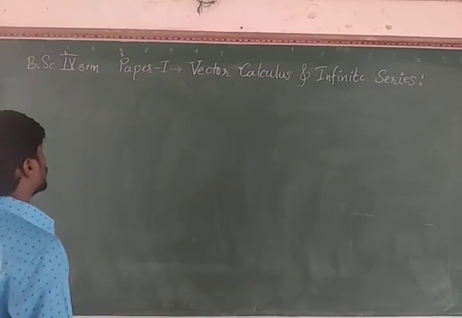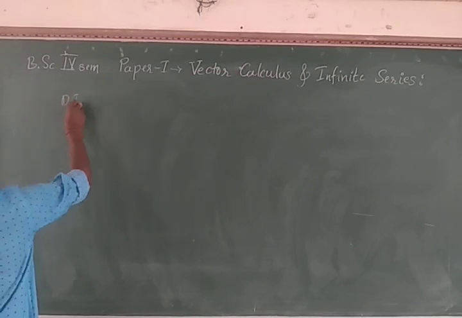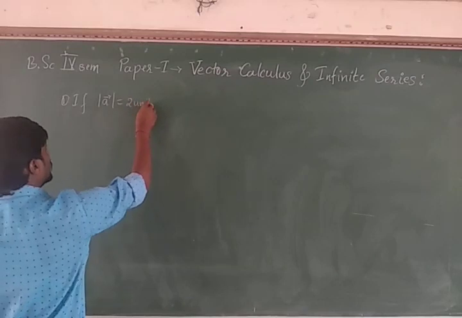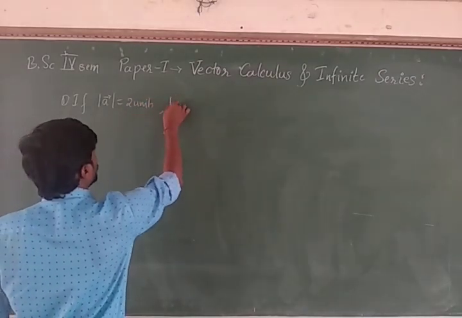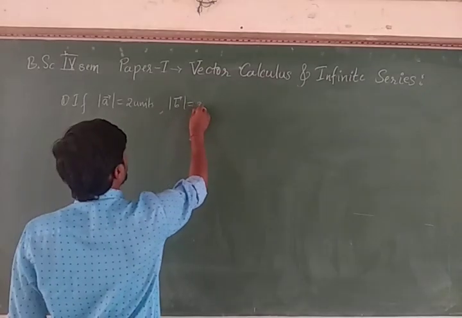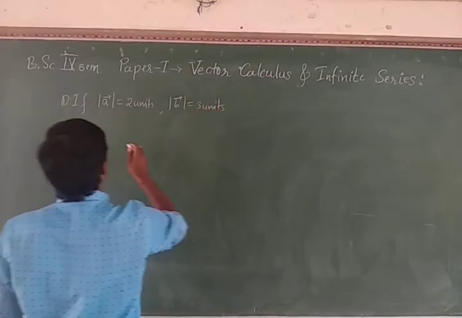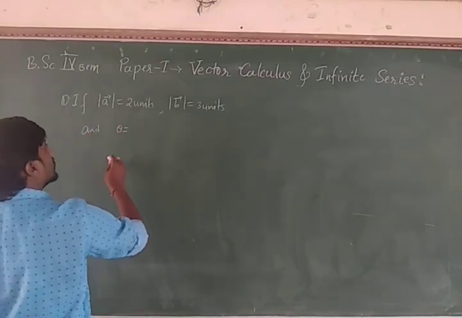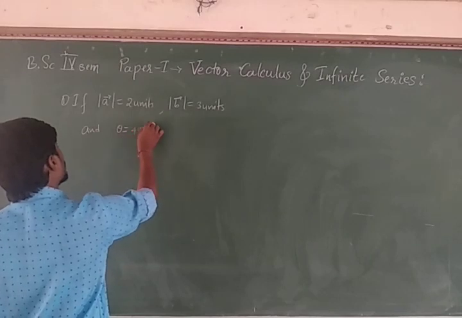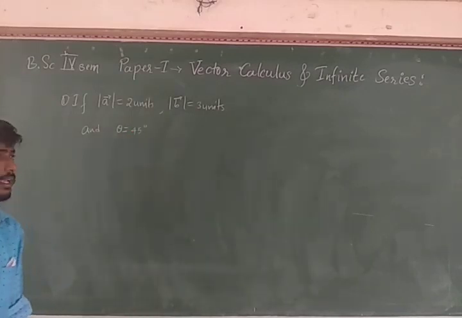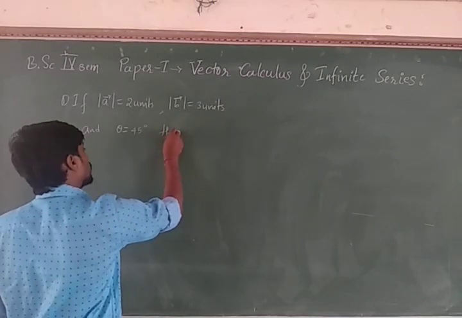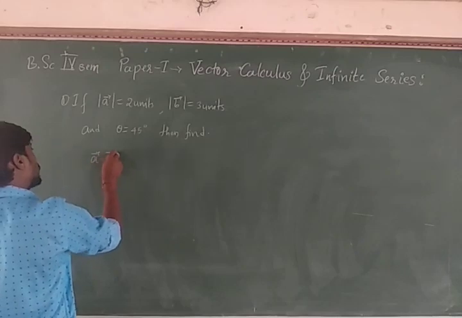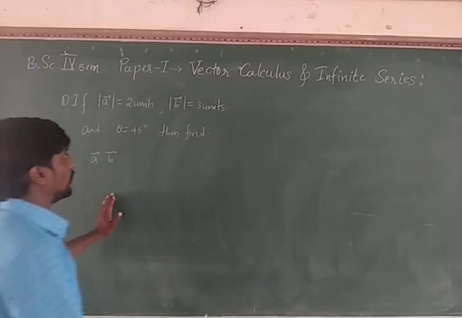So what is the example? If magnitude of A is equal to 2 units and magnitude of B is equal to 3 units, and we have theta equal to 45 degrees. So then find vector A dot vector B. So this is one question.